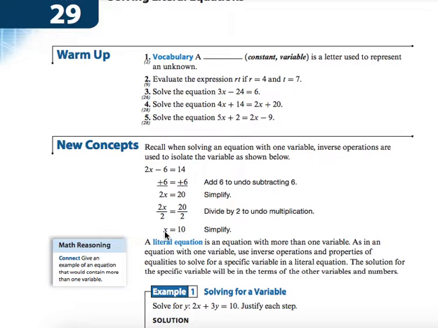In a literal equation, you've got more than one variable. But as in an equation with one variable, you do the same thing. You use inverse operations and properties of equality. So you do the opposite operation, and what you do to one side, you do to the other side in order to solve for one of the specific variables. The solution for the specific variable will be in terms of the other variables and numbers. So you basically are taking one of the variables, solving for that variable to get it by itself so that it's in the form of x equals or y equals, and then the other side of the equation can actually have that other variable in it.